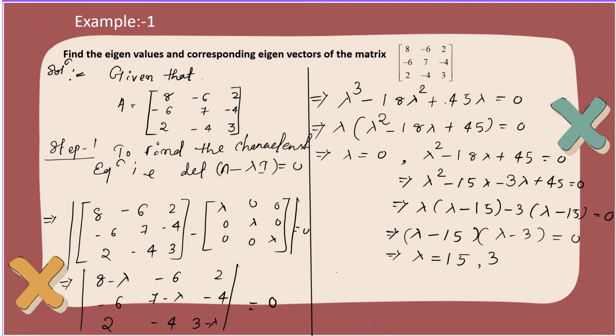So the eigenvalues are lambda equal to 0, 15, 3. Now you have to find the eigenvector by using the eigenvalue. For each eigenvalue, you have to find one eigenvector.